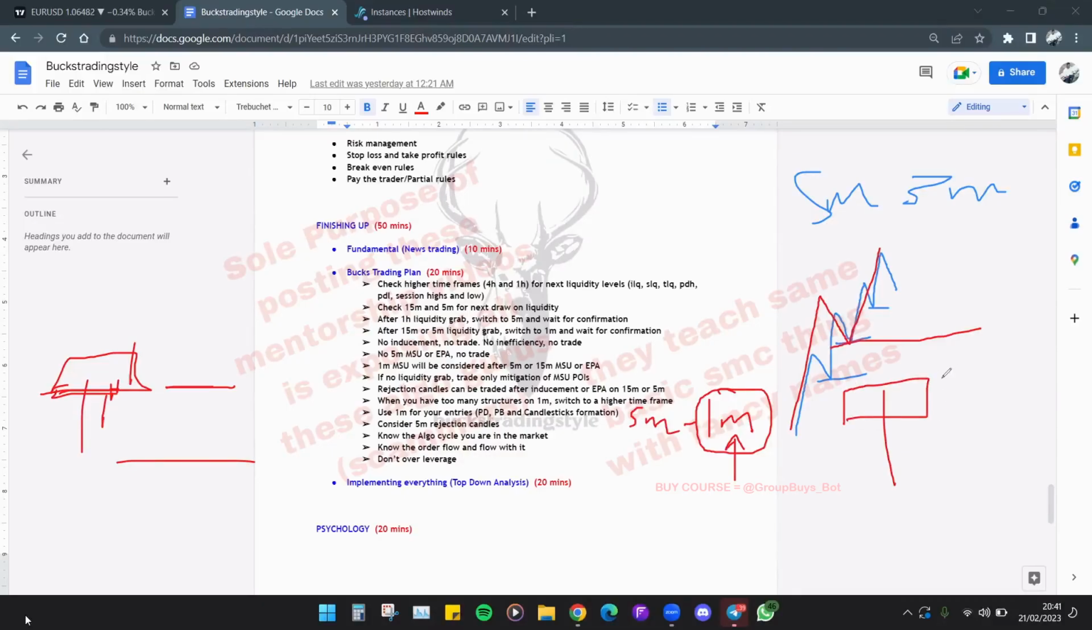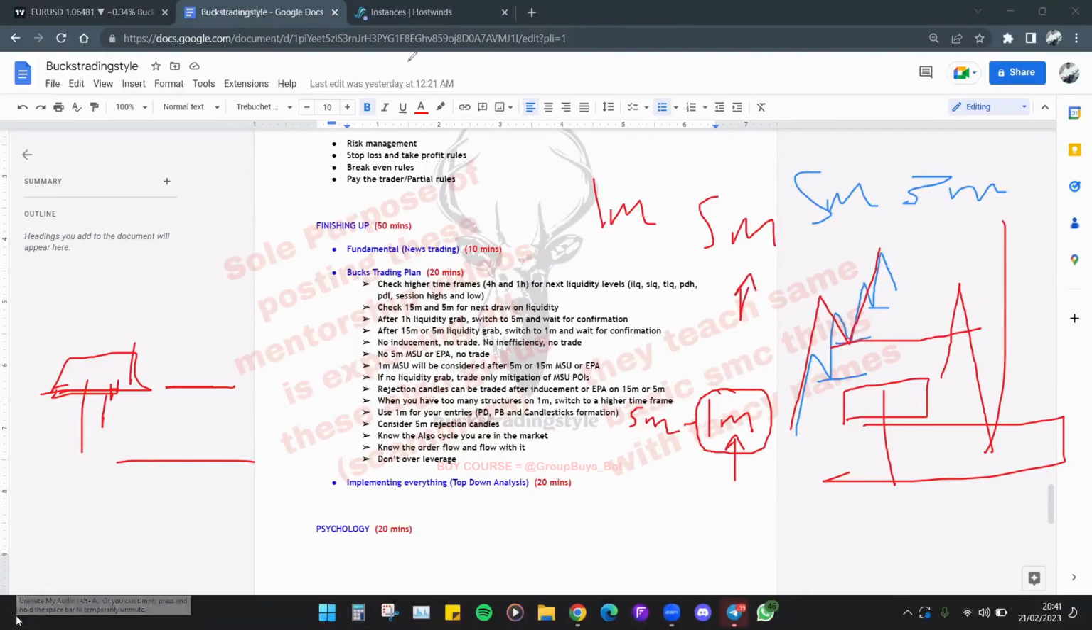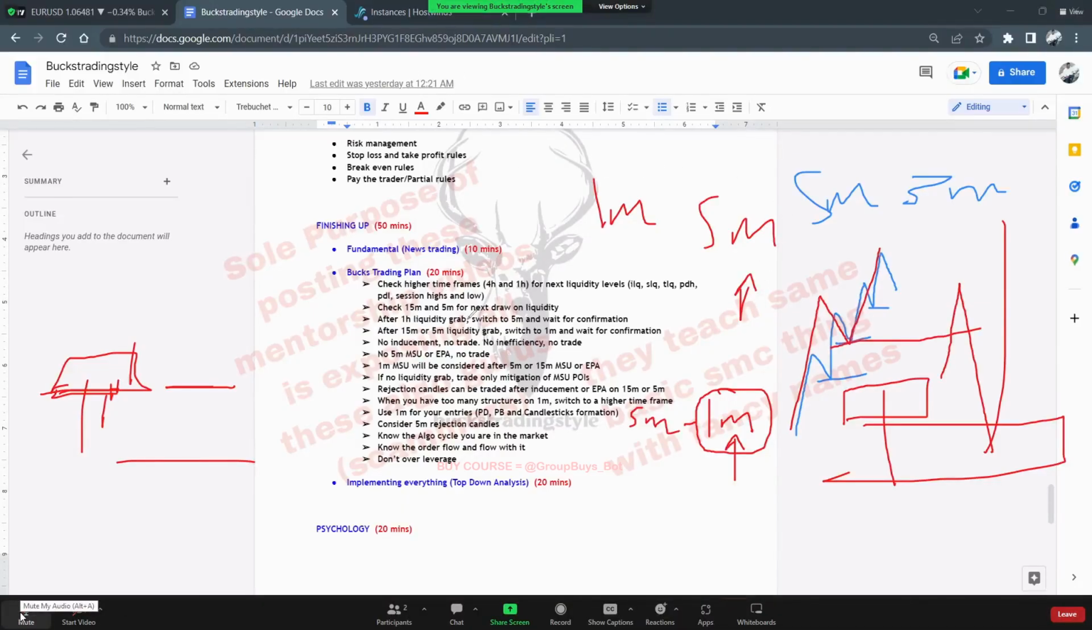This is the wick, right? Price can start going higher and then come back down to mitigate that wick before going higher. So on the 5 minute time frame, you can consider the rejection candle to trade. Sometimes I don't go to 1 minute. I just use the 5 minute time frame and trade off the rejection candle. You understand? Yes.